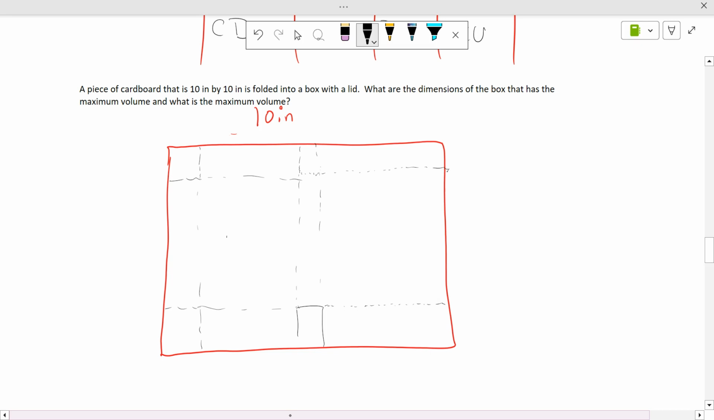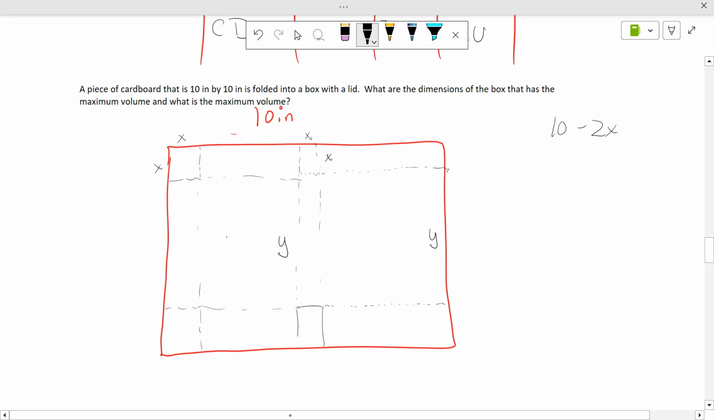So whatever this is, let's call this X. Its lid will be the same amount, X. And this is Y. And this is Y. So actually, let's not make it X. Let's make these little things X, because we're going to cut little squares away. So if this whole thing is 10 inches, I've got X here and X here. So this whole thing is 10 inches minus 2X.